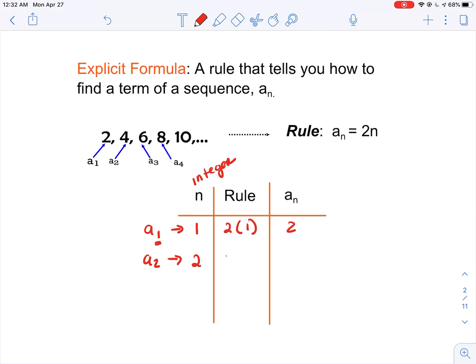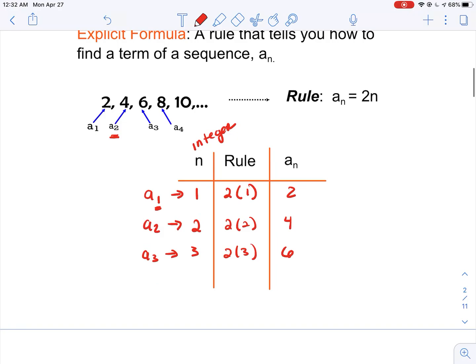So what about a sub 2? What's the second term? Well, that means I'm plugging in 2 to my rule. So 2 times 2 would give me the 4. That's where I get A2 over here equal to 4. What about my third term? So A sub 3. I'm plugging in 3 to get 6. Makes sense. A4, I'm plugging in 4 to get 8. And A5, which is the last one, I'm plugging in 5 to get 10. Okay, so that's how those term numbers are calculated.